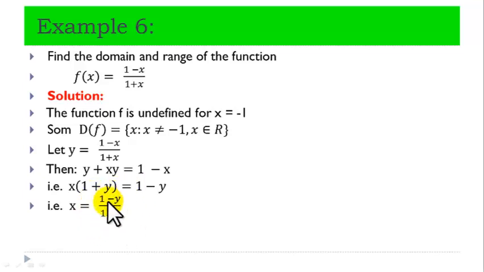And this is a function of y. This function is not defined at y equal to minus 1. So therefore, the range of our function f is the set of all y such that y is not equal to minus 1 and y is a real number. That's the range of our function f is the set of all real numbers except minus 1.